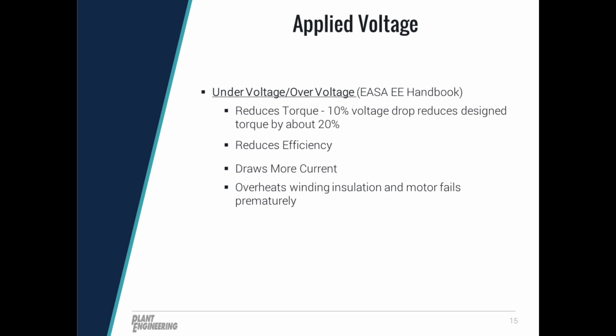So according to the Electrical Apparatus Service Association, or EASA, handbook, if we take a look, a 10% voltage drop causes motor design torque to be reduced by approximately 20%. In general, if lower voltage is supplied, the motor would need to draw more current to provide the necessary torque and speed for the application, and therefore, higher current draws will lead to overheating and motor failure.